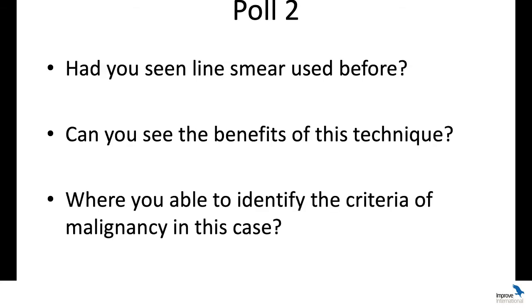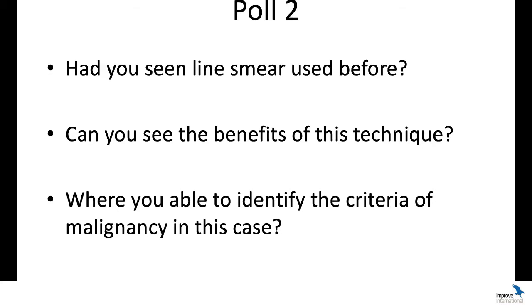And then finally, were you able to identify criteria for malignancy in this case? Were you happy that we had lots of these criteria when you're looking at the cells? Again, we've got yeses. Good, good. So then we're happy that we can identify things when they're really evil, and we're happy that we can identify sepsis, and that makes me really happy as well.